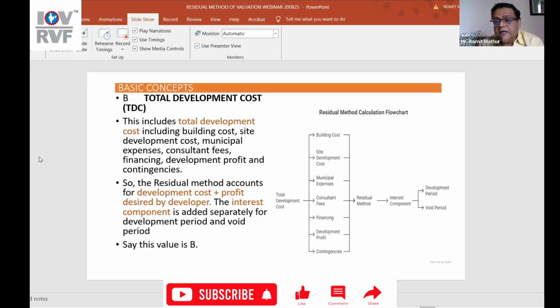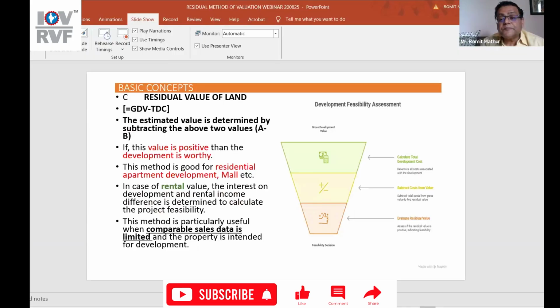This value is B. There is a flow chart: total development cost is building cost, site development cost, municipal expenses, consultant fees, financing, development profit, and contingencies. This is the basis for the residual method. Then there is the interest component, which is during the development period and the void period. So you calculate them separately. And we'll come to why you calculate them separately.